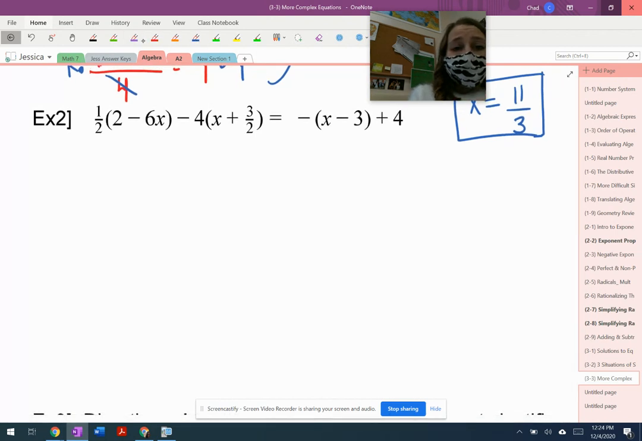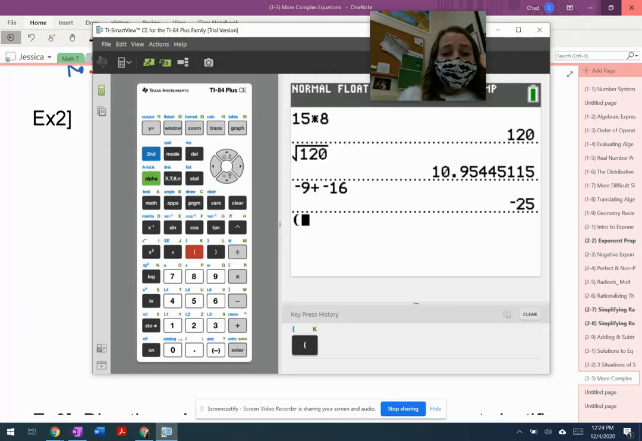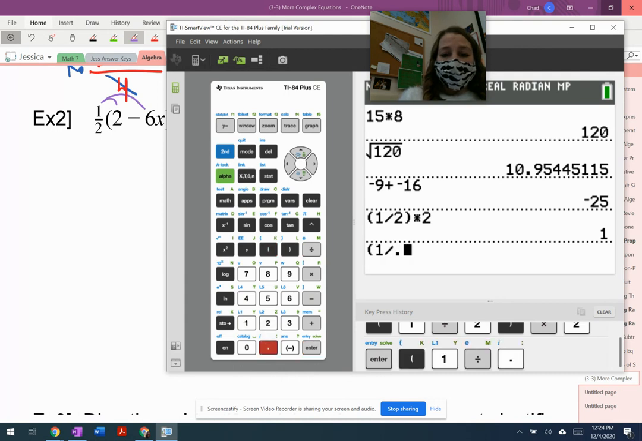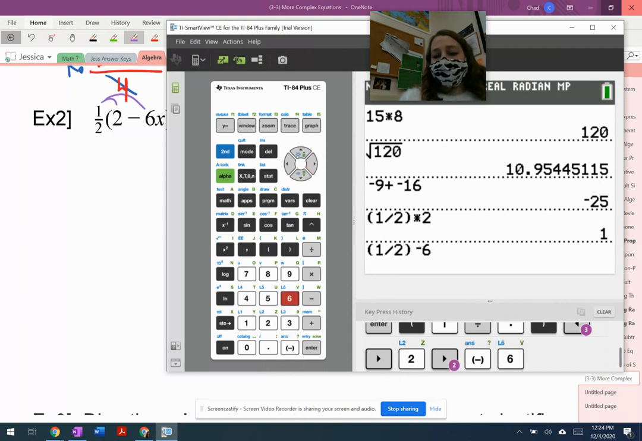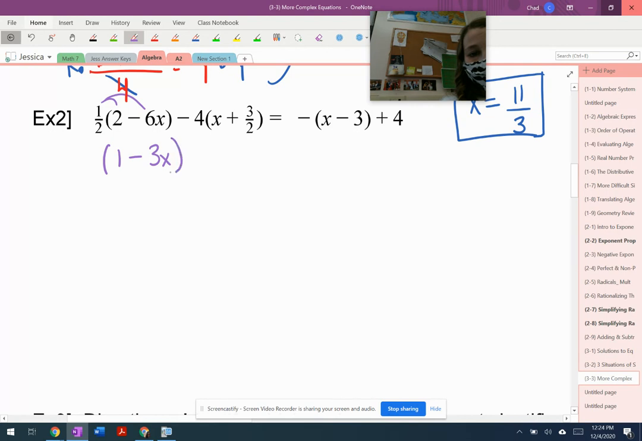So starting off, the first thing I'm going to distribute is that 1/2 to both pieces in that first parentheses. And this is where you can totally be using your calculator. 1/2 times, I think, 2, and then 1/2 times -6. So 1, and that makes sense because all I'm really doing here is dividing each of these pieces by 2. So that leaves me with 1 minus 3x.